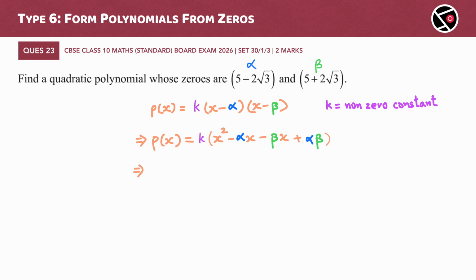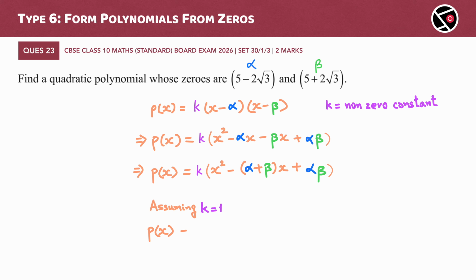Now in most exam questions, you have to find only one, not all possible polynomials. So we usually choose the simplest case, k equals 1. With k equal 1, we get p of x equals x square minus (alpha plus beta) x plus alpha beta. This is a very useful result. If we know the sum and the product of the zeros, we can easily find the polynomial p(x) using this expression. Don't forget, this polynomial corresponds to a special case where k equals 1.